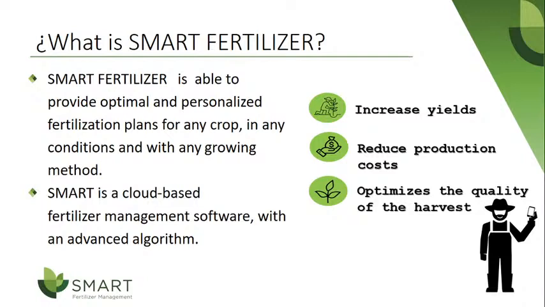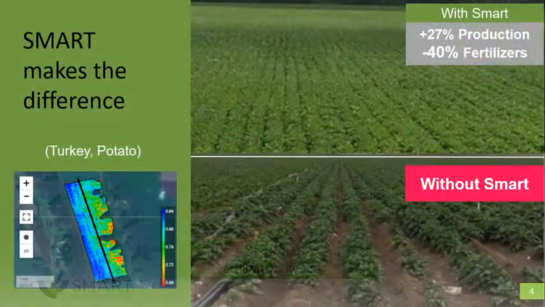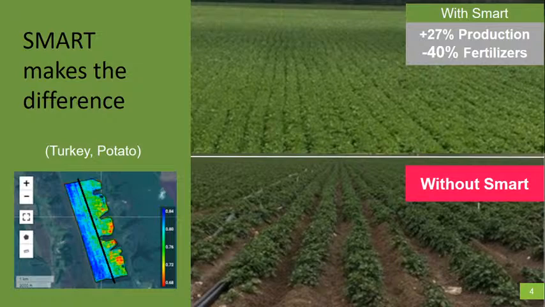It's very important to know that the software works based on water, tissue, or soil analysis if we have them, the nutritional requirements of the crops, and the phenological stage, area and yield goals. How does it work? It's very simple. You just need to create your field, choose your crop, introduce your field test, and you will get your fertilization record for your crop.